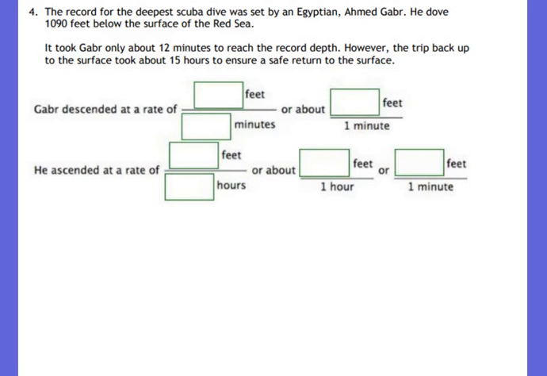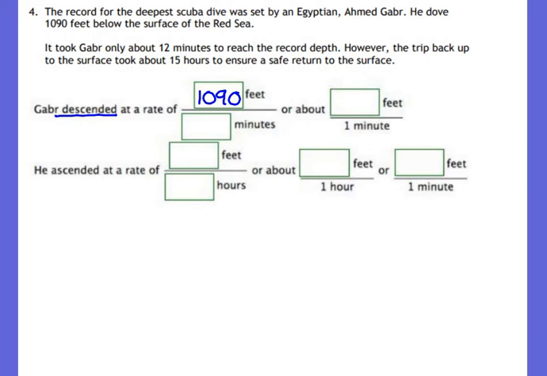All right, so first we're going to look at how fast it took him to get down versus how fast it took him to get up. So first we're looking at descending, which is going down, and we're looking at his rate. How many feet did he need to go? 1,090.